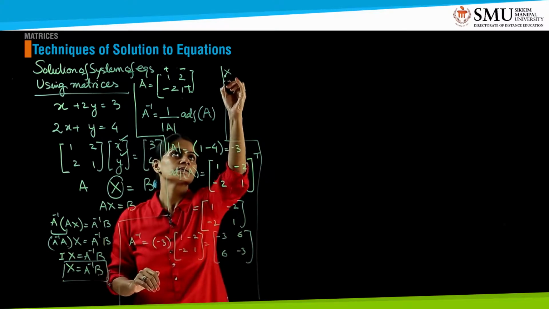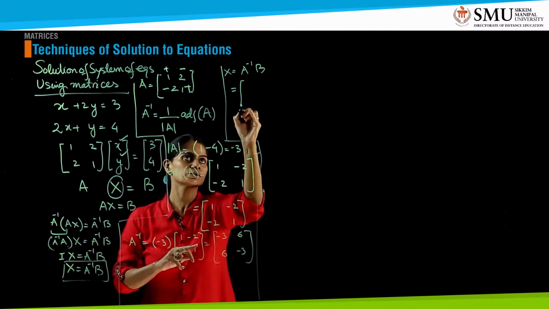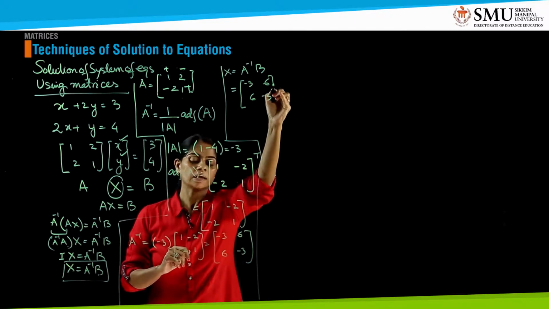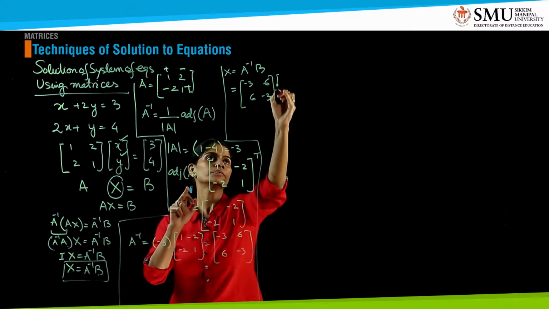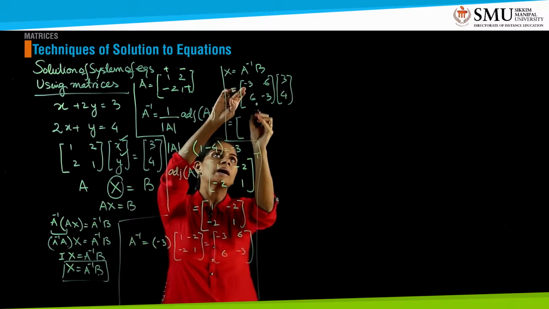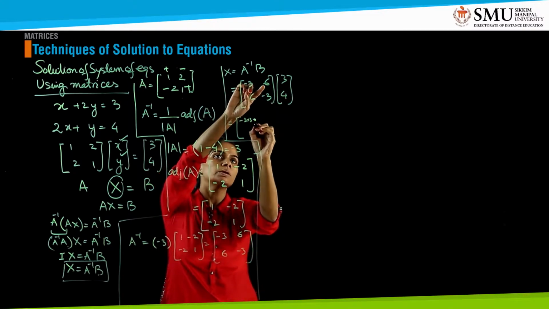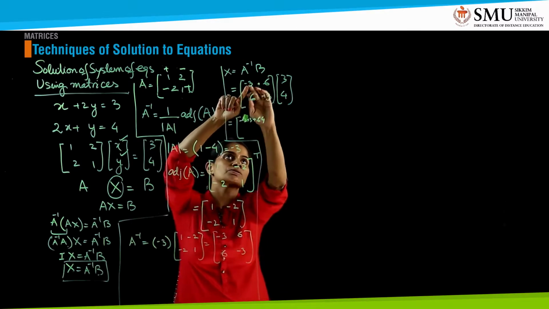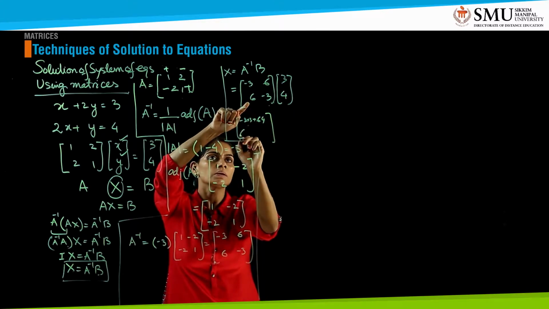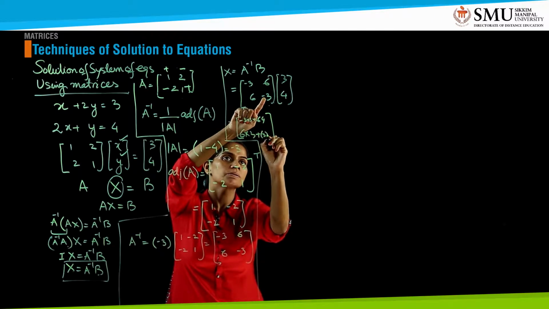So, your x is nothing but A inverse into B. A inverse we just calculated, and your B is nothing but [3; 4]. Now, let us do the multiplication. Minus 1/3 into 3 plus 2/3 into 4. Then 2/3 into 3 plus minus 1/3 into 4.